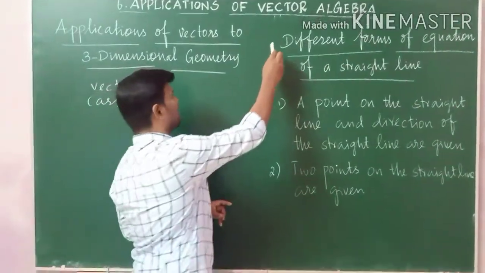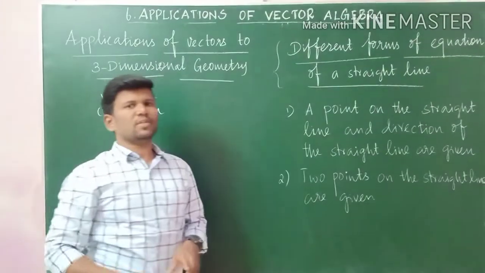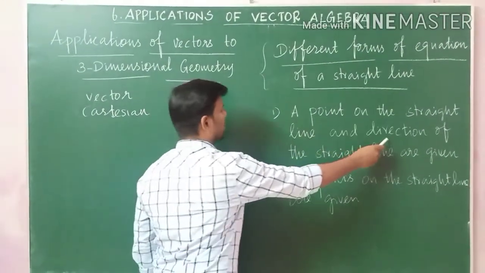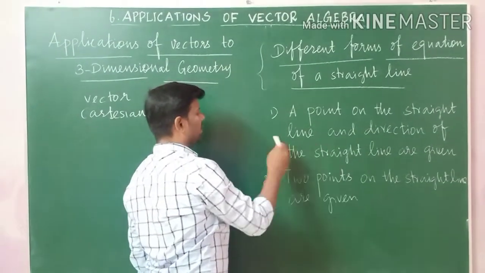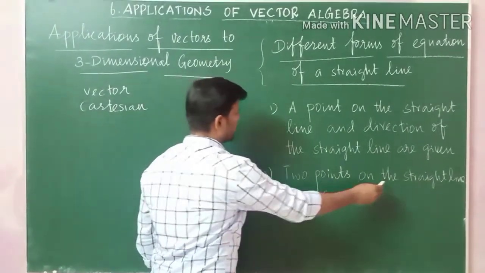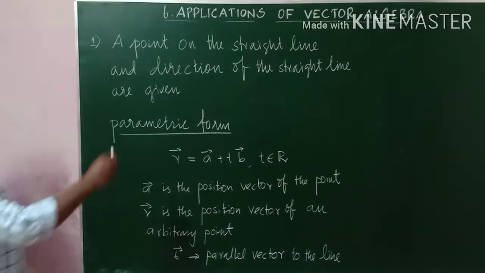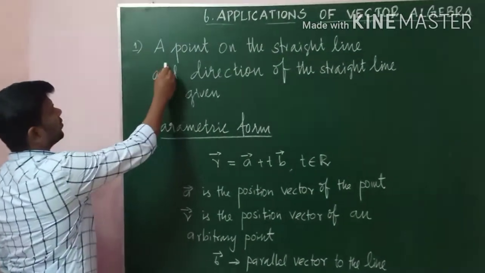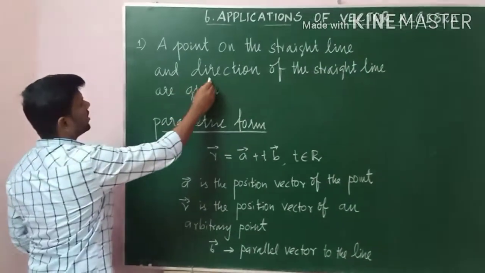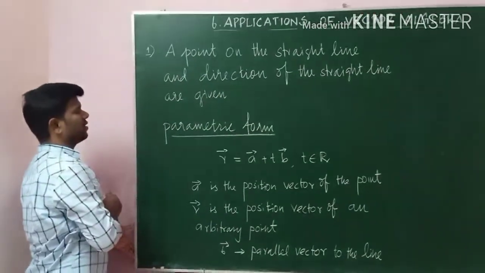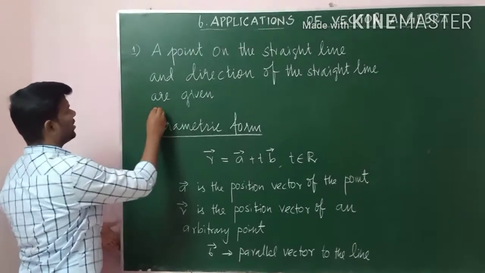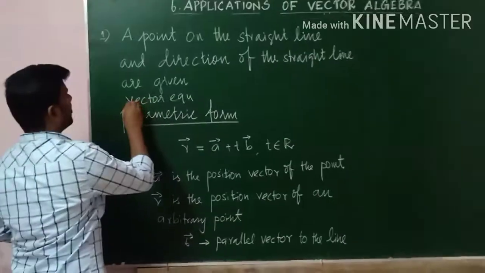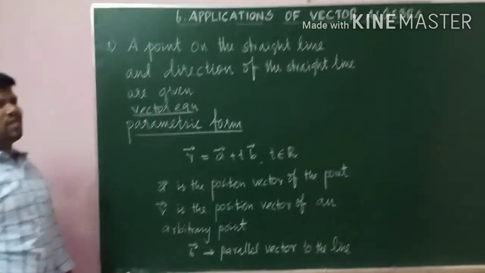So here we have the different forms of equation of straight line. First one is a point on the straight line and the direction of straight line are given, and second one is 2 points on the straight line are given. Now we are going to learn about equation of straight line when a point on the straight line and direction of the straight line are given. So here we have two formats in vector equation. First one is what? Parametric form, and second one is non-parametric form.